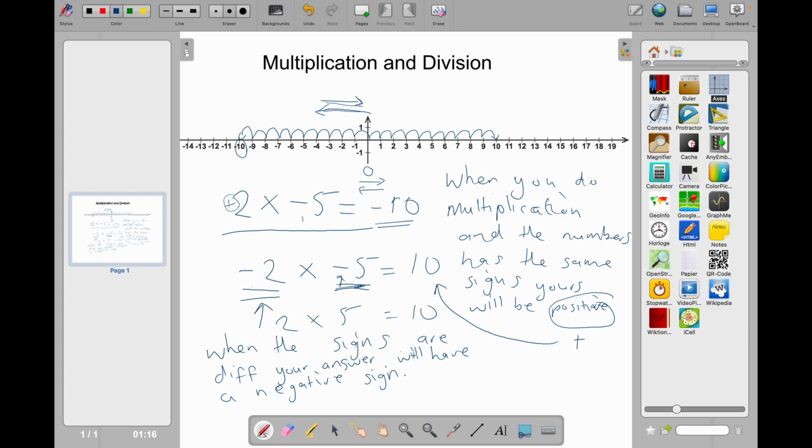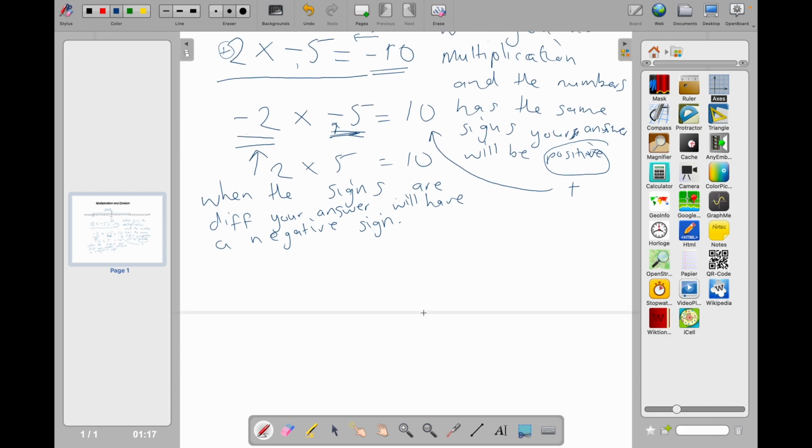Now we know that when you do multiplication and the numbers have the same signs, your answer will be positive. And when the signs are different, your answer will have a negative sign. So we can have other examples, and we can see that this doesn't change in any way.